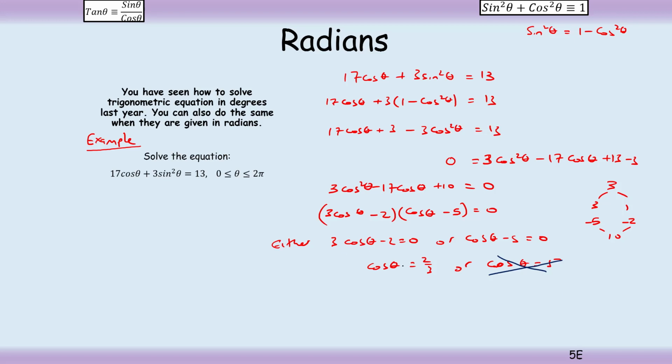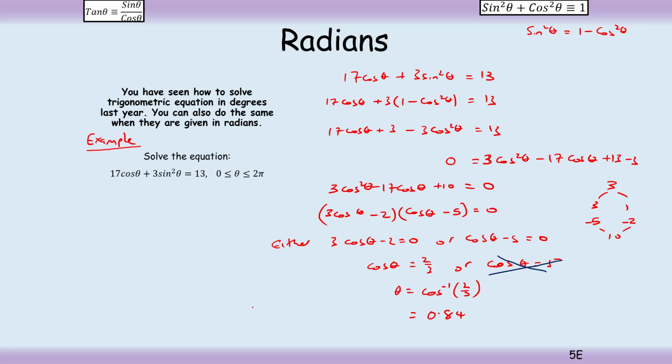So, cos theta is equal to 2 over 3, which means, just change that back to red, that theta is equal to cos to the minus 1 of 2 over 3, which you can work out in your calculators for me. It's going to give me, is it 0.84 radians? Make sure you check that on your calculator.